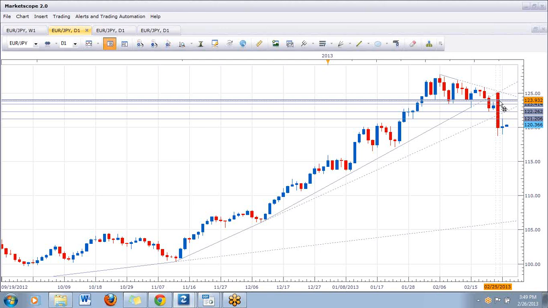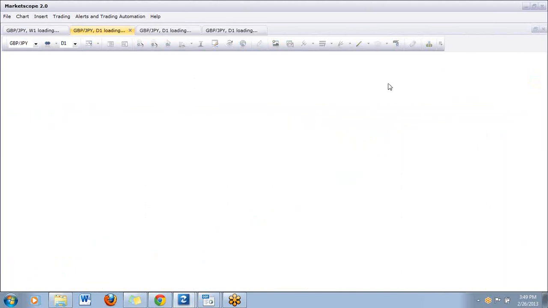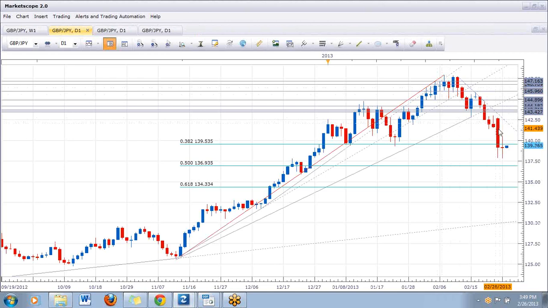Right? But if you don't know what you're doing, this can wipe you out pretty much in an instant. So the euro yen is very volatile. The pound yen, very, very volatile. The pound yen was approximately from 142 all the way to 137. 500 pips to the downside.